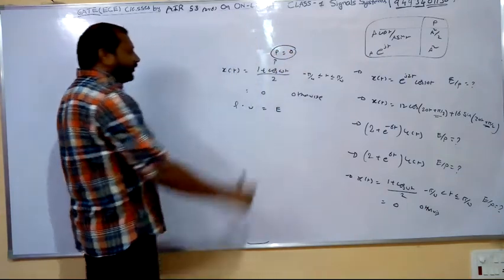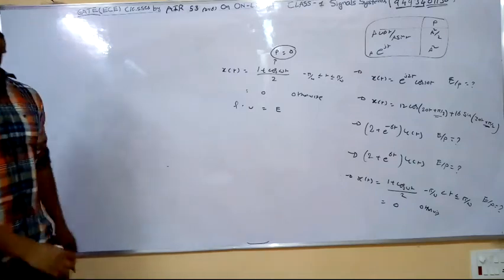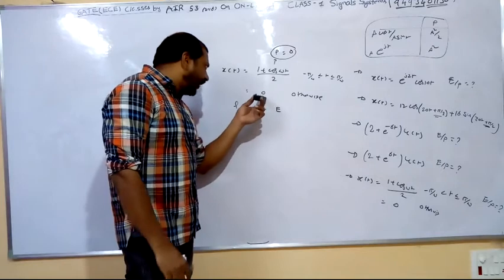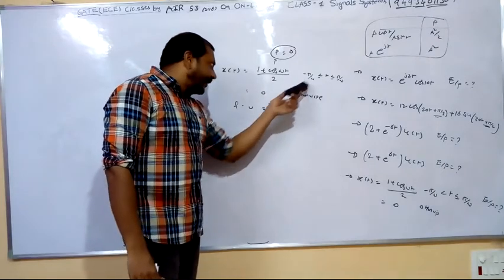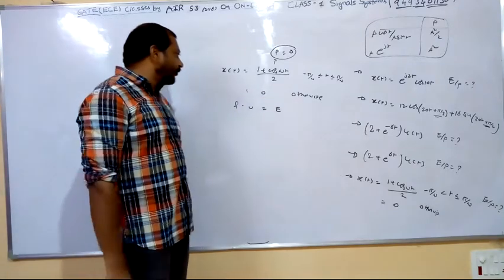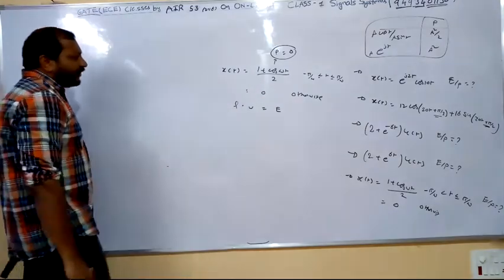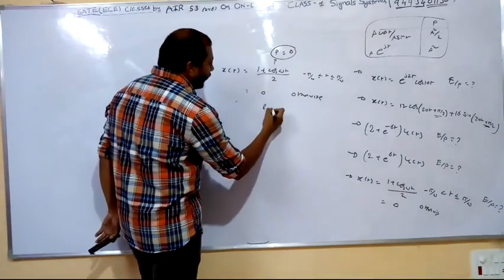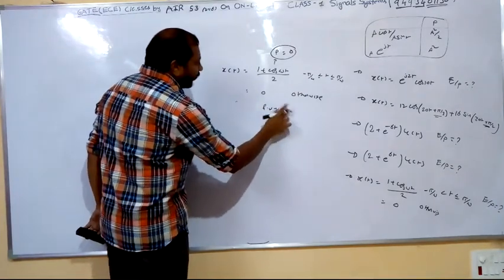So what is the power of the signal? Definitely the power of the signal is equal to 0, since we concluded that the given signal is an energy signal and the final value is going to be 0. The final value is 0 because they have given 0 directly, 0 other than this interval. So the corresponding signal is an energy signal, and from this we can calculate.